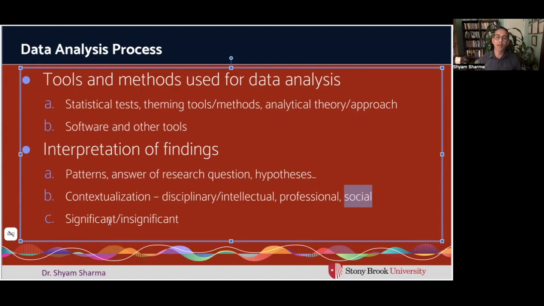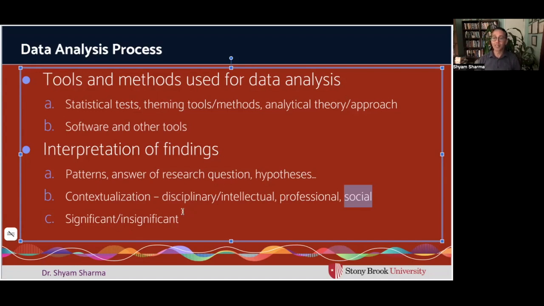And finally, whatever you do, you need to really distinguish between what is significant and what is not significant. Like I said, there are patterns or data, but if you do not see pictures emerging, or if you do not know which one is significant and which one is insignificant in relation to your hypothesis or research question, that is not valuable data.